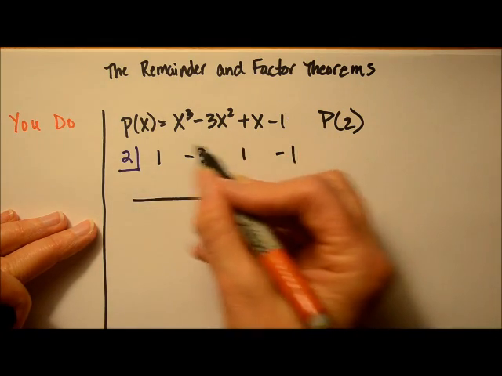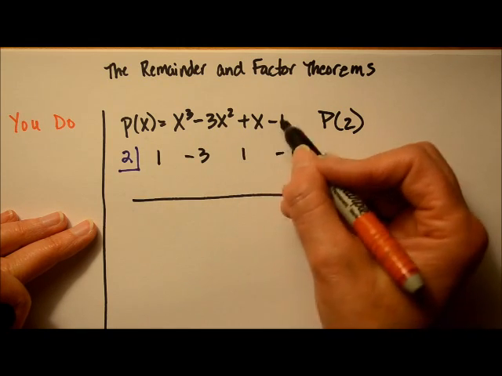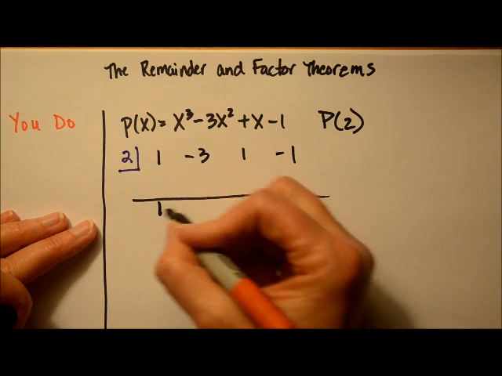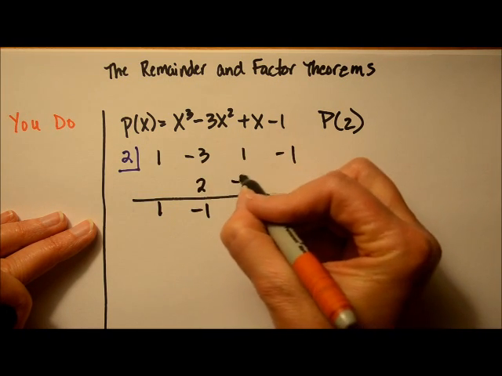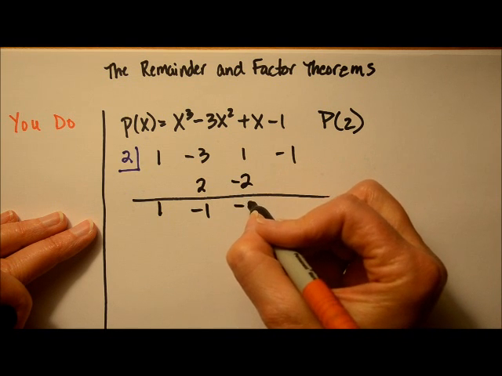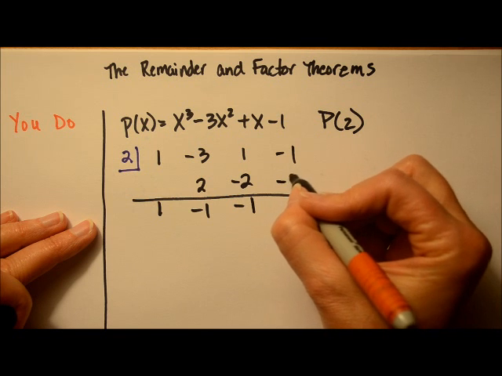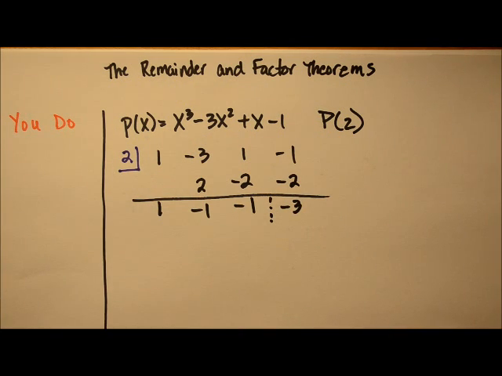Okay, here it is. I took the coefficients here. I have a 1, a negative 3, a 1, and a negative 1. 2 is in my box. I bring down the 1. 2 times 1 is 2. Add those together, I get negative 1. Negative 1 times 2 is negative 2. Add those together, I end up with a negative 1. Negative 1 times 2 is... negative 2 rather. Negative 3 then is my answer.